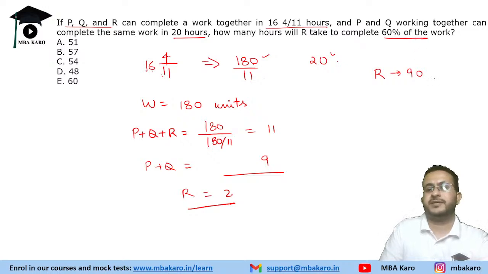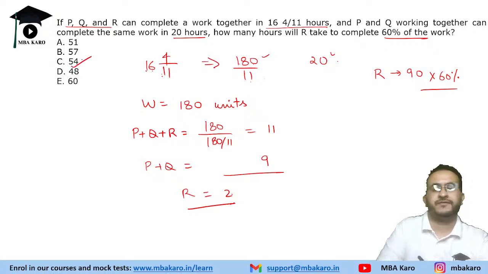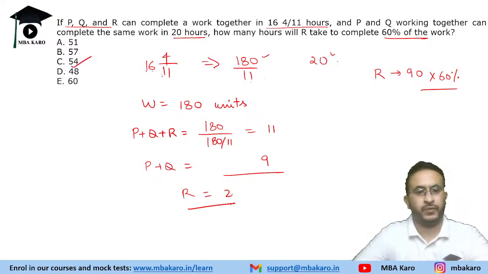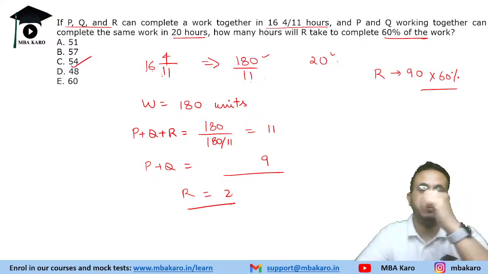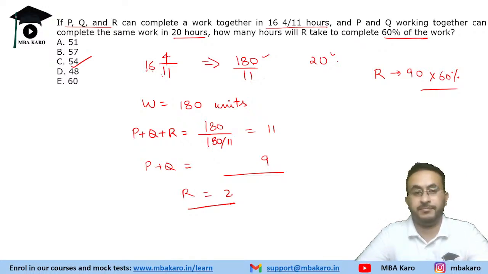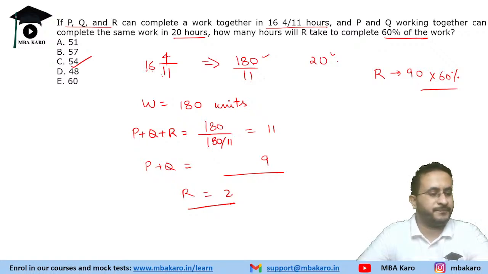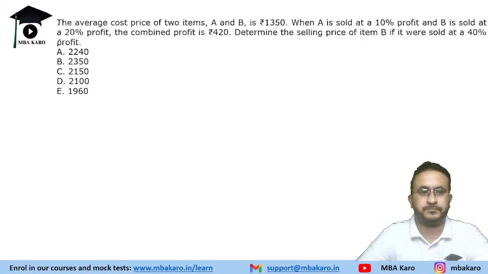He has to complete 60% of the work, so 60% of 90, we get the answer as 54 days. Okay, it was just about taking the fractions. How you convert 180 by 11 using LCM to find the number of units, that was the key here. And that's it, question is done.